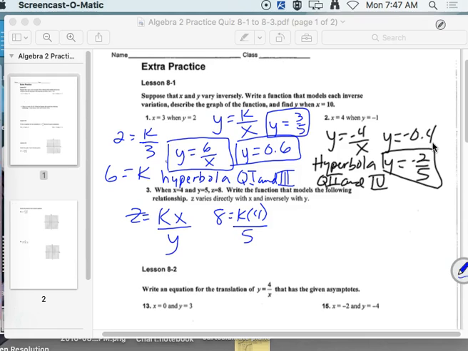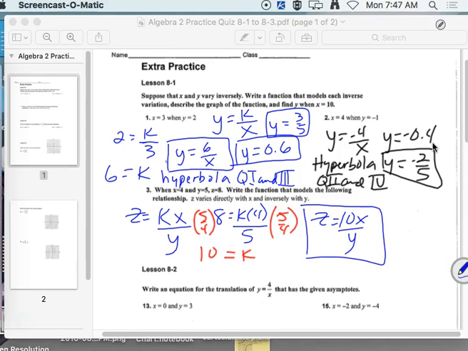Find the k. Plug it in. Yeah, that was the whole reason we did all that math. So z equals 10x over y. All right, is there a part B? Oh, done. So we get it written and you stop.